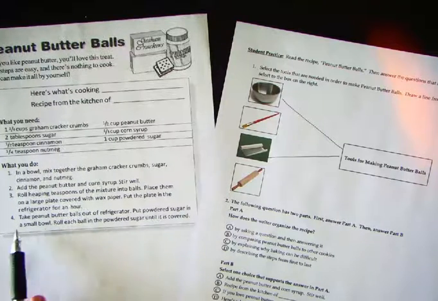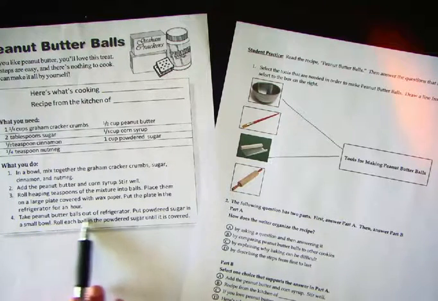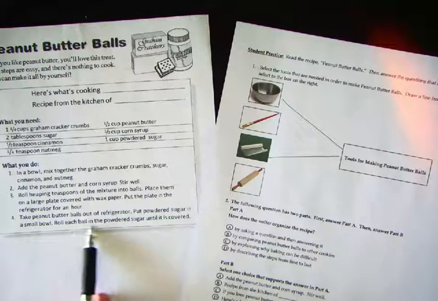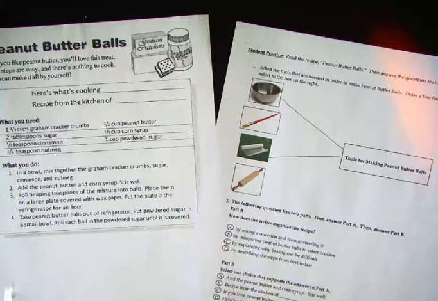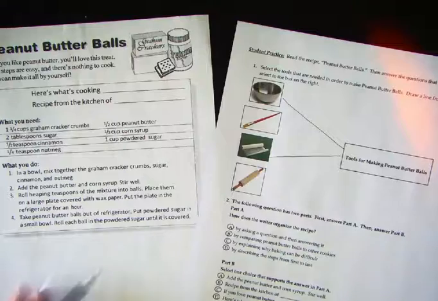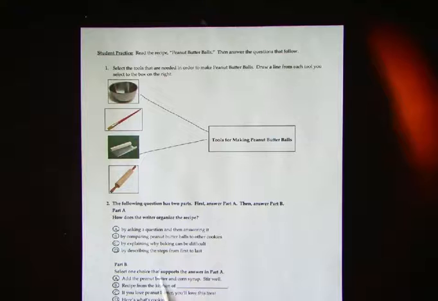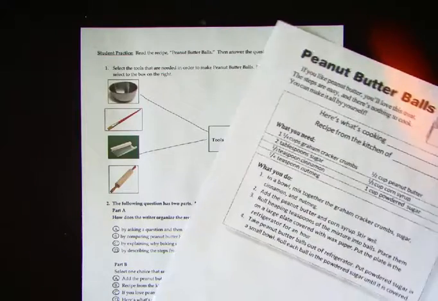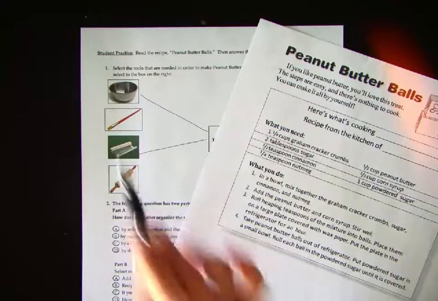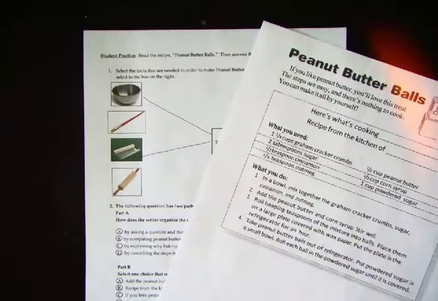Okay. Step 4, take the peanut butter balls out of the refrigerator, put powdered sugar in a small bowl, roll each ball into the powdered sugar until it's covered. Well, I don't need a rolling pin to do that, and I didn't need a paintbrush to do anything either. Okay, so the 2 tools that I needed were the bowl and the parchment paper. And did you guys notice how I went back? I didn't just guess, right? I went back through my steps to make sure I was picking the ones that the steps talked about that I needed.